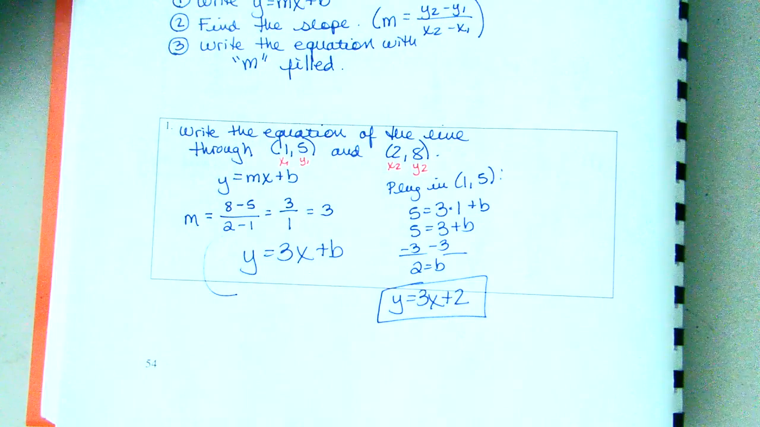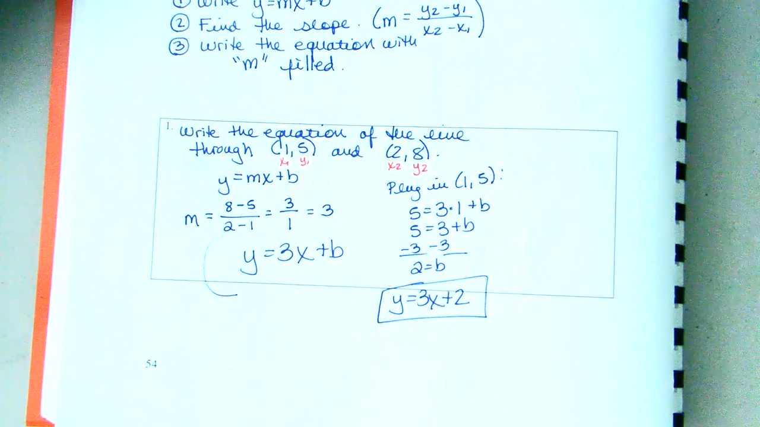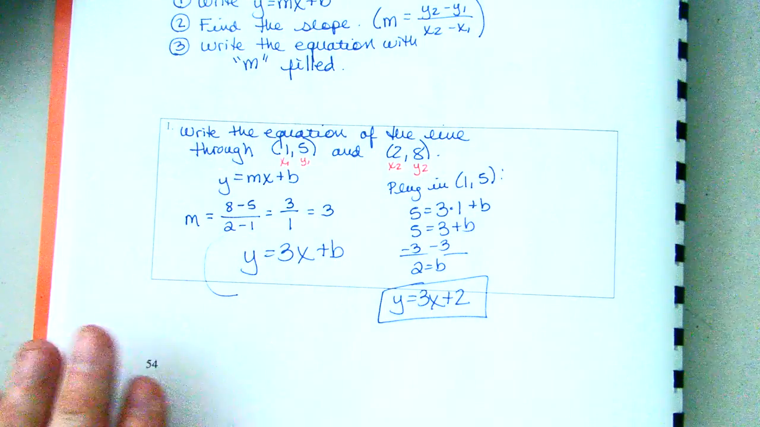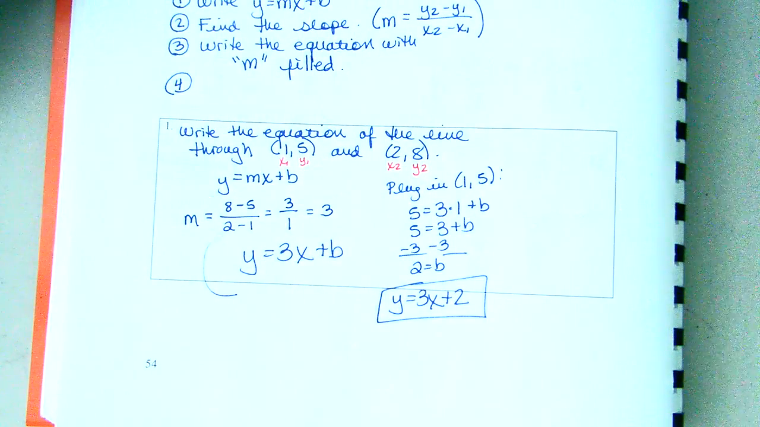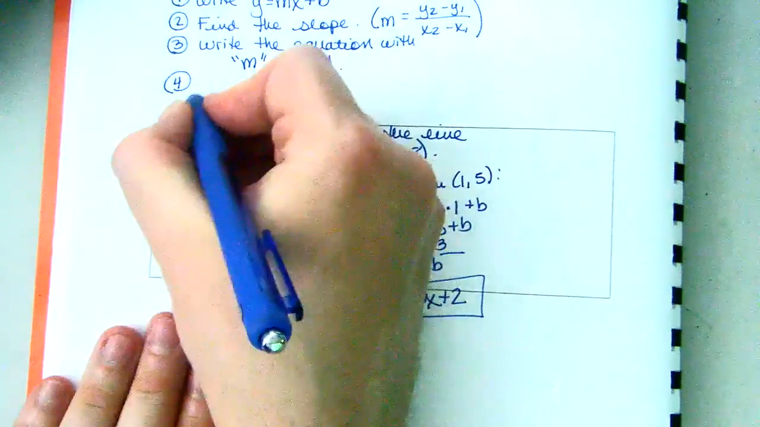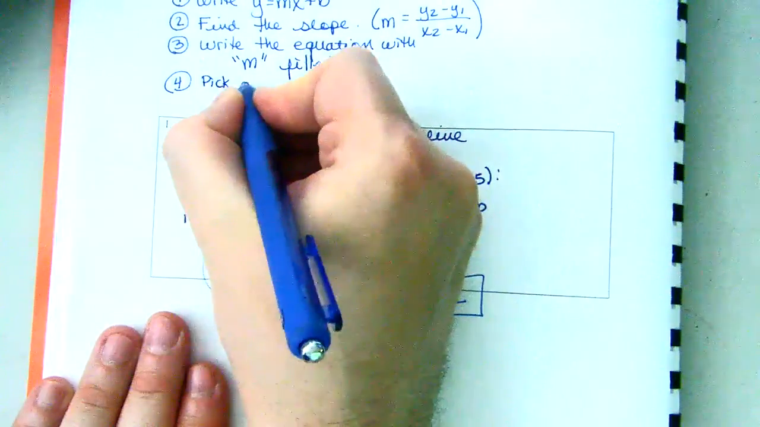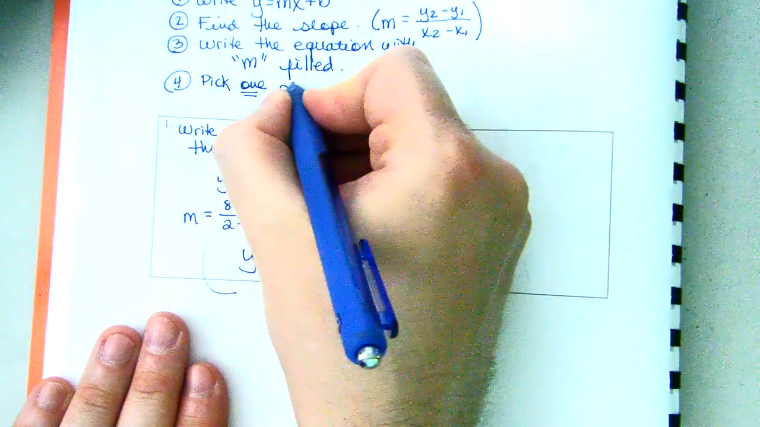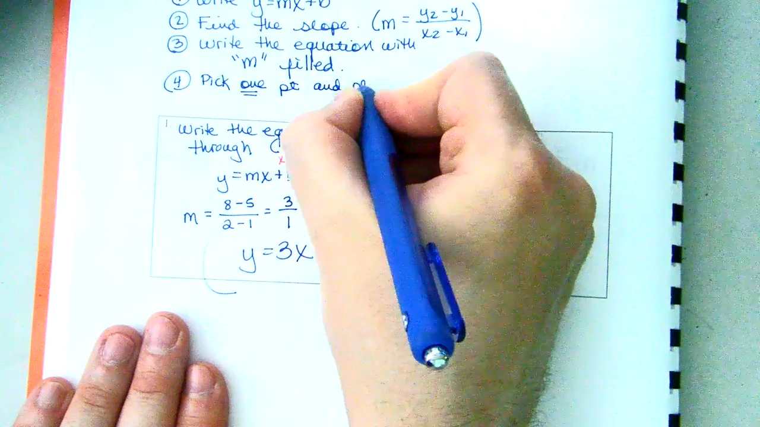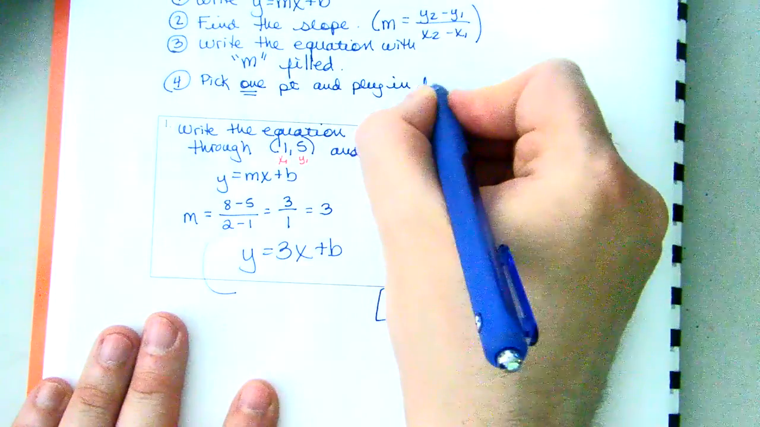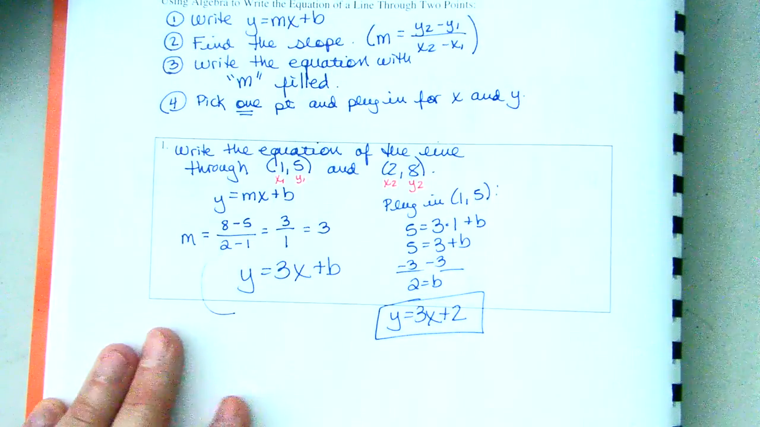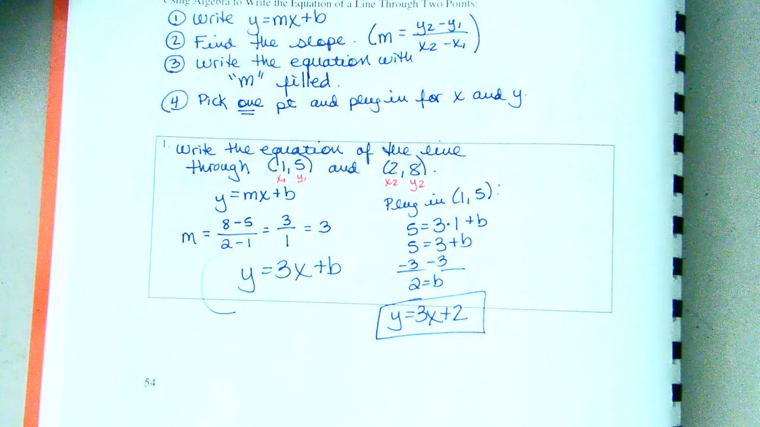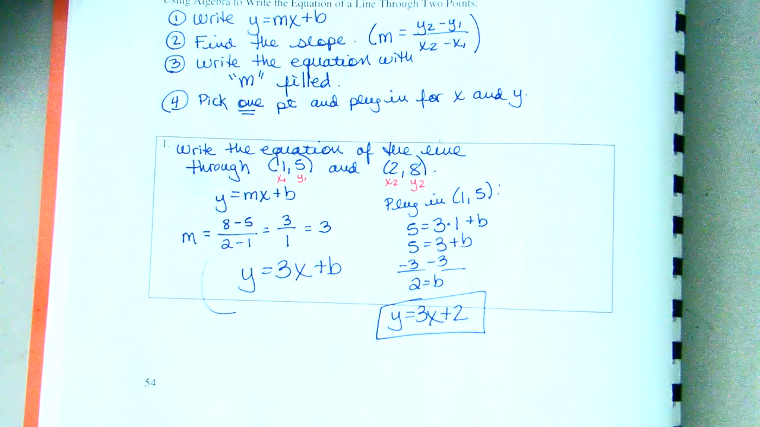Here's what I think you should do. I think you should pick the point that looks simpler, smaller numbers, and definitely the fewest negative numbers. I think the negatives are kind of where we get thrown off a little bit. We're going to make step 4: pick one of your points, you get to pick, and plug it in for x and y. I always try to choose the smaller numbers and definitely the one with the most positive numbers.